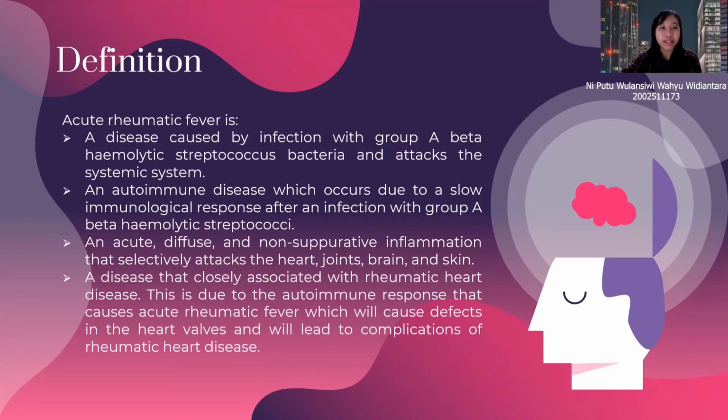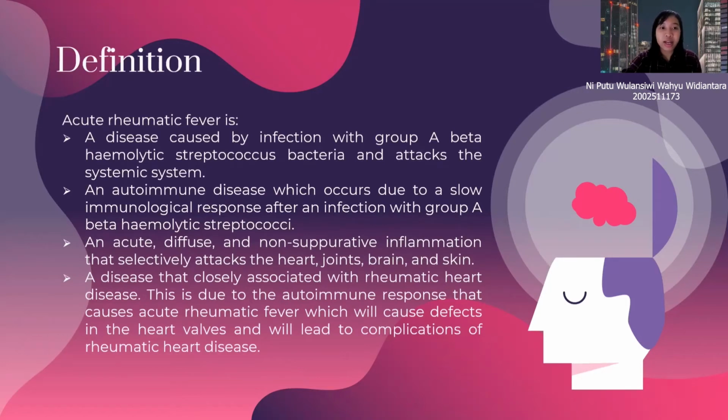Acute rheumatic fever is a disease caused by infection with group A beta hemolytic Streptococcus bacteria and attacks the systemic system. Acute rheumatic fever is an autoimmune disease which occurs due to a slow immunological response after an infection with group A beta hemolytic streptococci. Acute rheumatic fever is also an acute diffuse and non-suppurative inflammation that selectively attacks the heart, joints, brain, and skin.